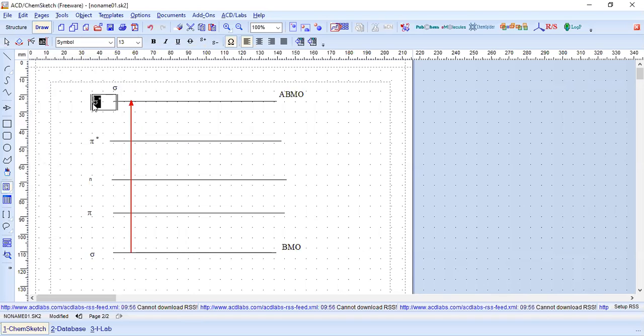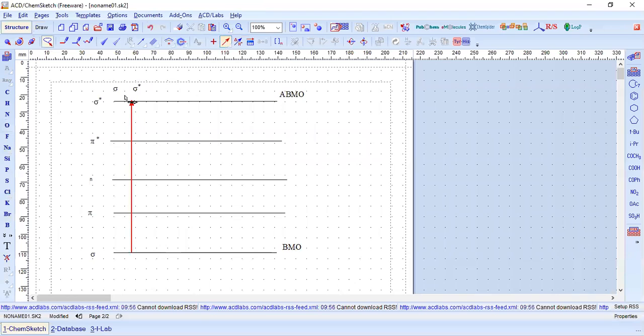What is this transition? Sigma to sigma star transition. Why are these electrons not going to the others? We have certain selection rules. What is meant by this selection rule? Sigma electrons will not enter into pi or pi bonding electrons, the BMO or ABMO. See, sigma electrons can jump into pi, or sigma electrons can jump into n and pi star or sigma star.